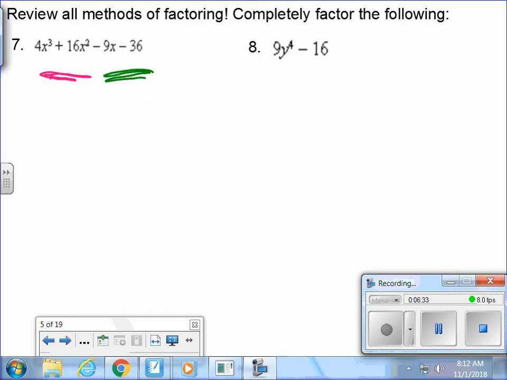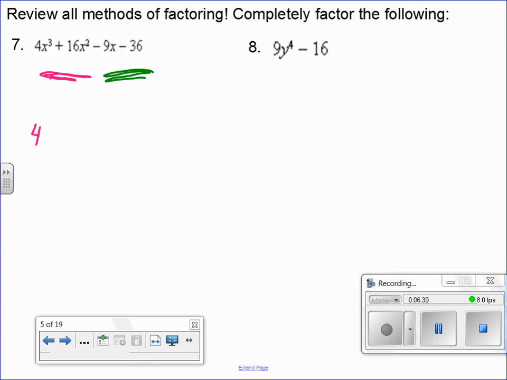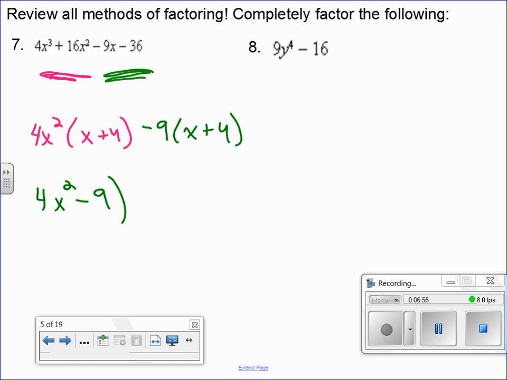Hey people in the video, my board buddies are up here doing their 2 groups. I thought I'd talk you through our groups. This is called grouping method. We're going to pull a 4x squared out of the first group, leaving us with an x plus 4. We're going to pull a negative 9 out of the next group, leaving us with x plus 4. And then we get to do our abracadabra poof. So abracadabra poof, 4x squared minus 9 becomes a group, and x plus 4 becomes a single group.